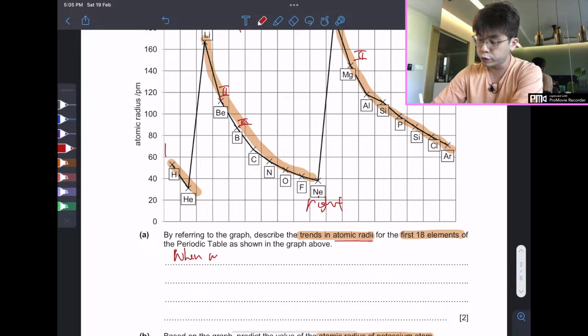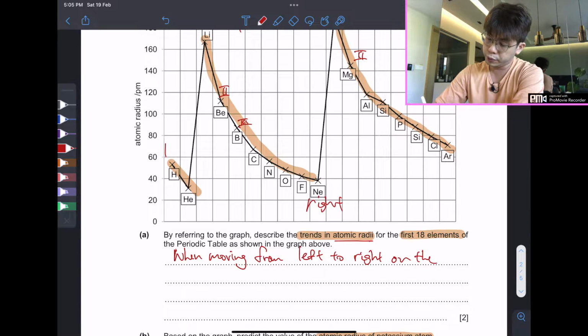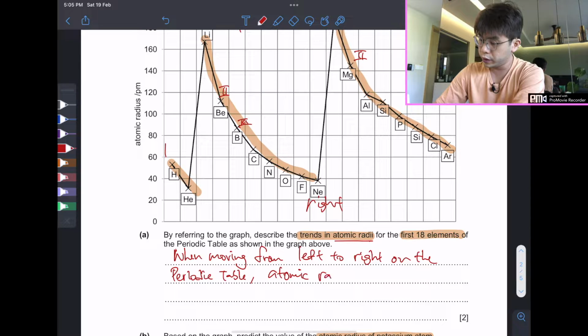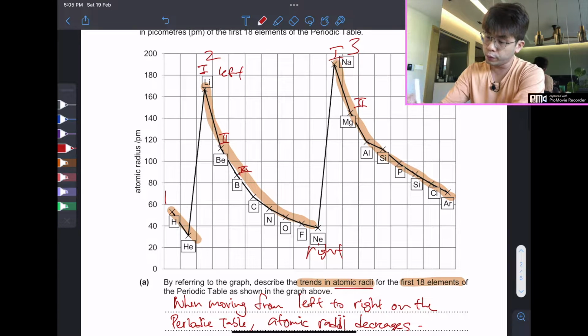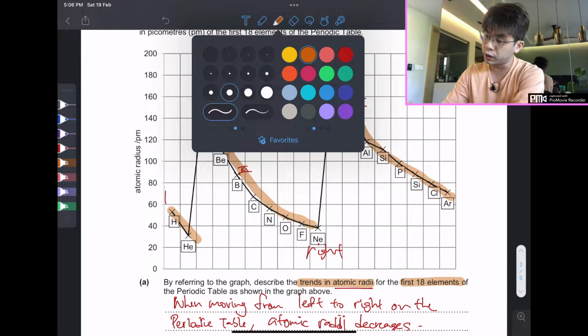When moving from left to right on the periodic table, atomic radius or radii decreases. So that's the first one that I see. And I know it's 2 marks, and I see 4 lines, so I probably need to write a bit more. So from left to right, it decreased, but then I also noticed that, hey, wait, let me give you another color.